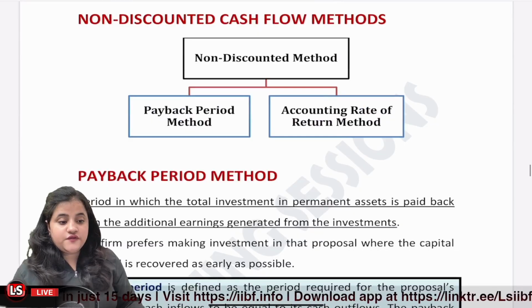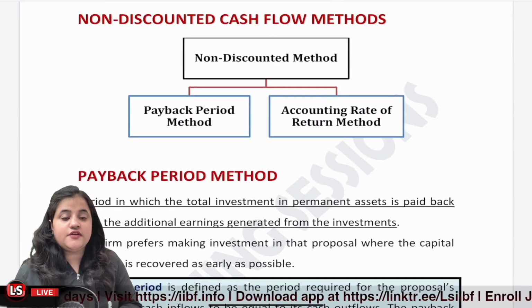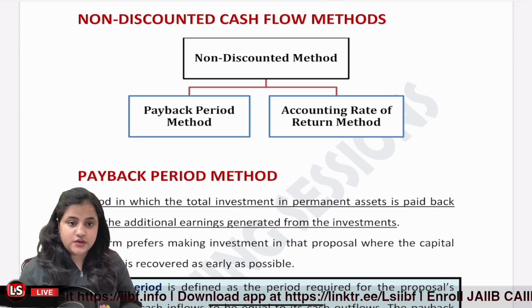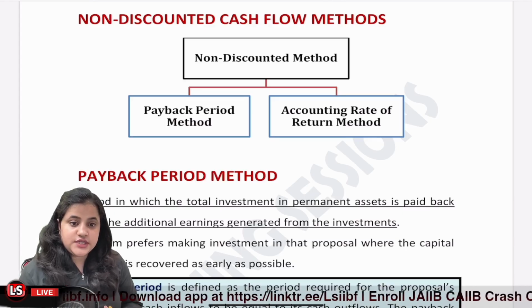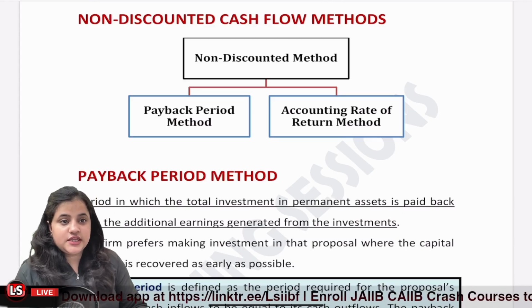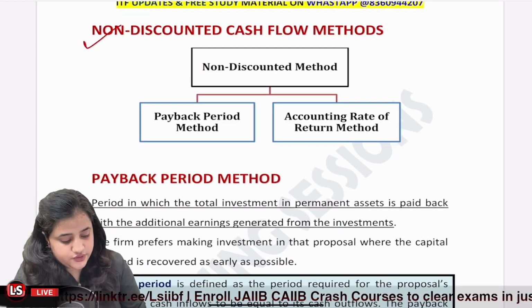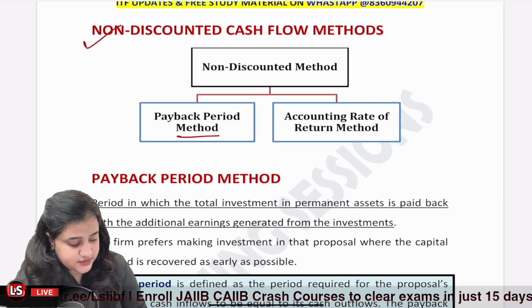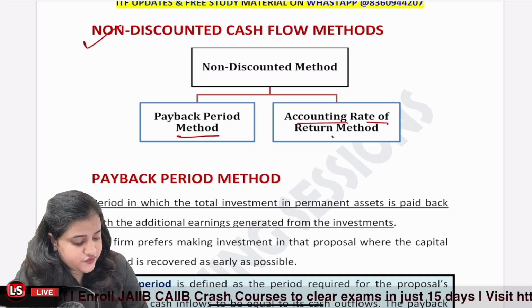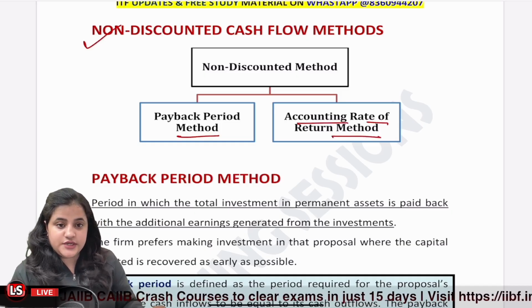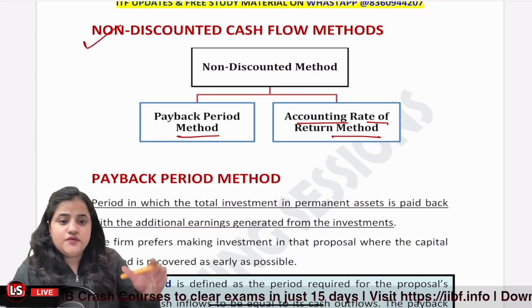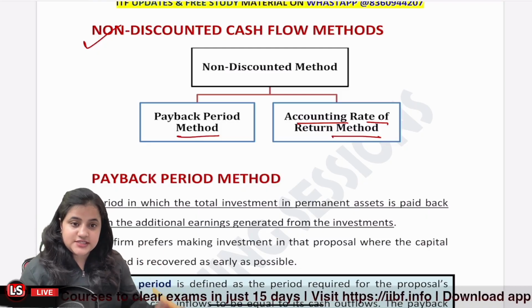So we have covered the first part of this chapter, that was the discounted method of calculating cash flows and taking investment decisions. The next part is the non-discounted cash flow method, where we are going to discuss the payback period method and the accounting rate of return method, and see how investment decisions are taken from this. So we will cover this aspect in the next lecture.